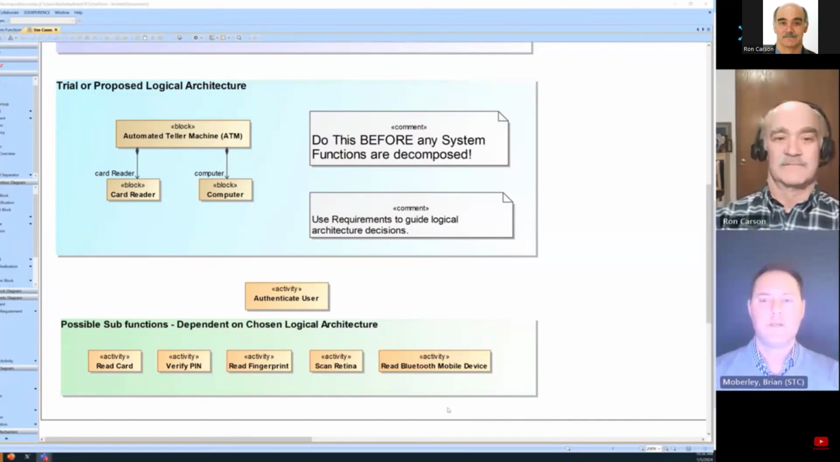So a question that I have: let's say you had a stakeholder requirement that said something such as, we would like to have an ATM machine that has a retina scanner. In that case, would you take that requirement and have it influence the functions, or do you take that requirement and have it influence the logical architecture and then the functions? And can you give me an idea of what you would do with that high-level stakeholder requirement and how that would show up as a lower-level function?